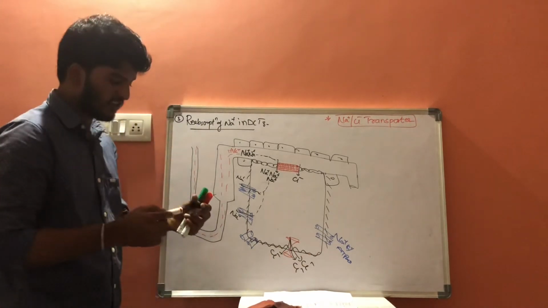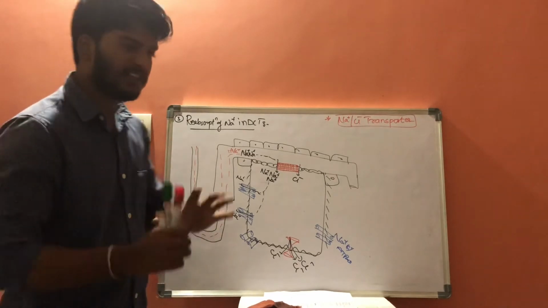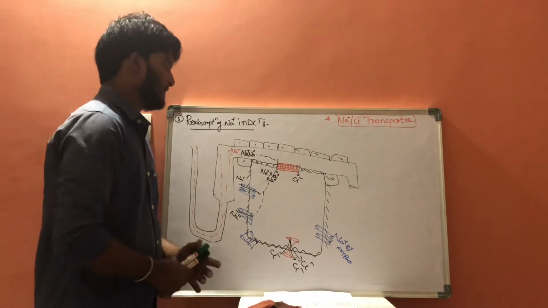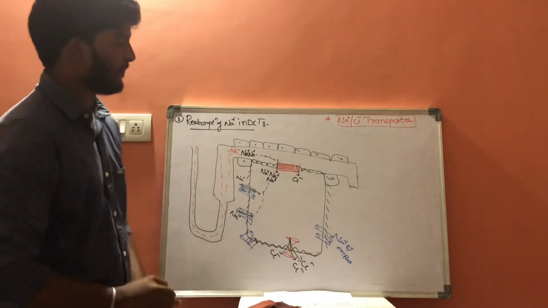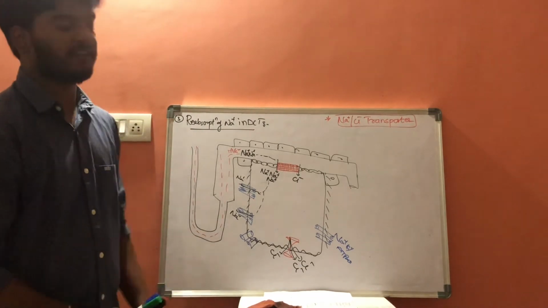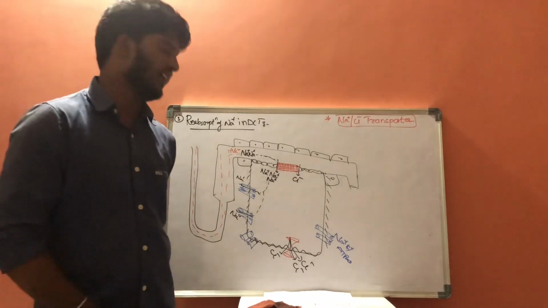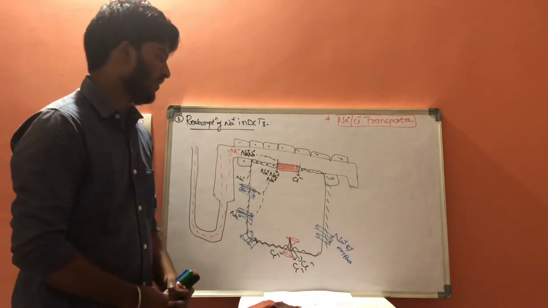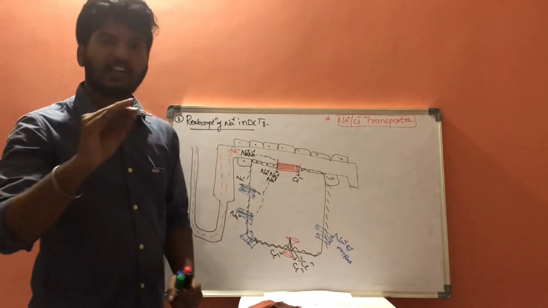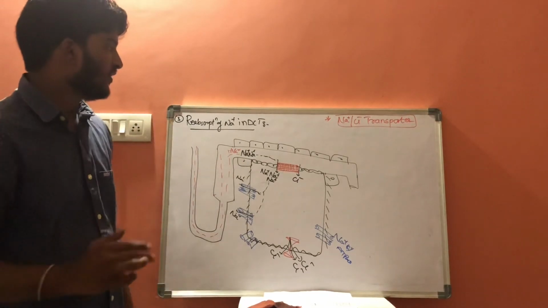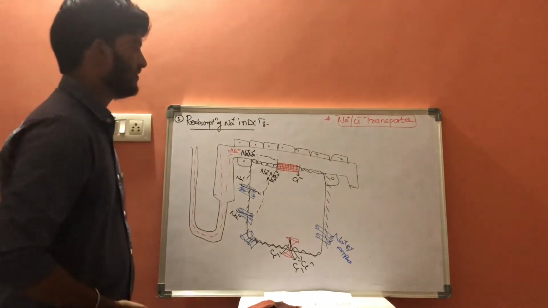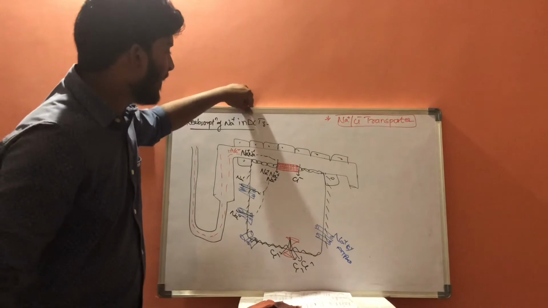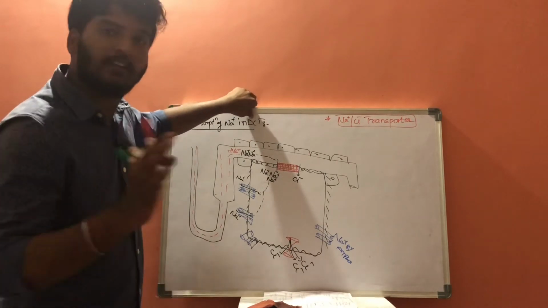It will enter into the bloodstream. So this is a normal physiology which is taking place. But in some conditions, the drugs which are administered in this area are called thiazides or thiazide-like diuretics. So the drugs which are administered in the DCT are called thiazides or else thiazide-like diuretics.